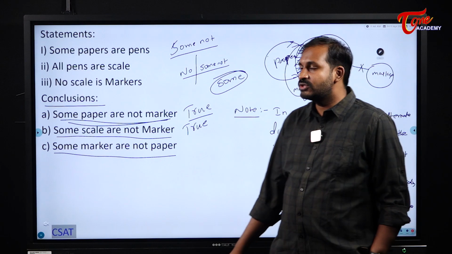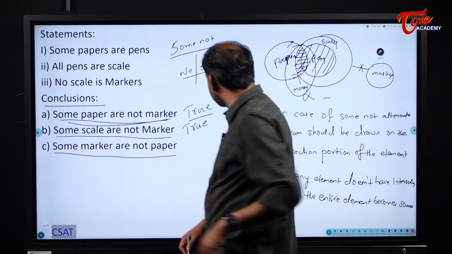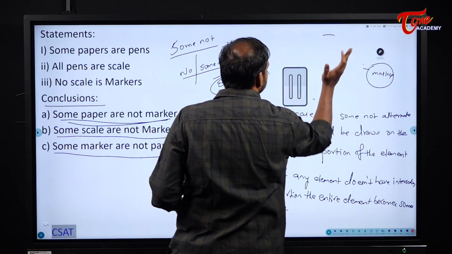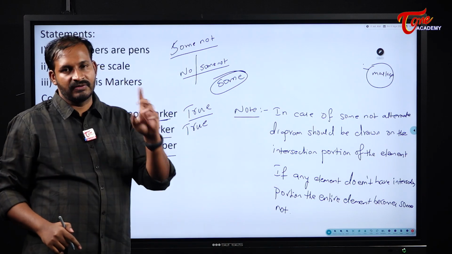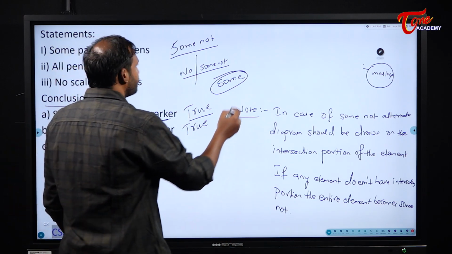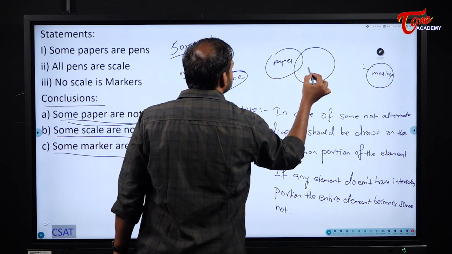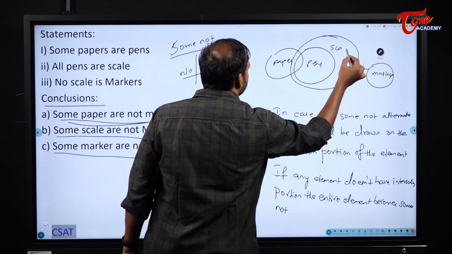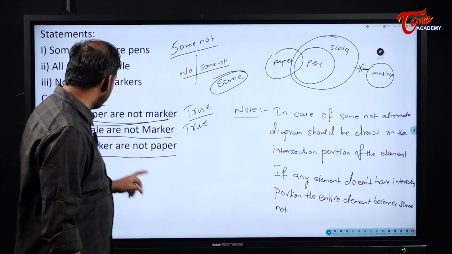Next one. Some marker are not paper. Now this became a little bit clumsy, students. I will draw it once again, because I already told you the alternate diagram is only for one conclusion. Now, some paper are pens. Quickly I will do it. Pens. Next, all pens are scales and no scale is marker. This is the basic diagram I have. Now come to the last conclusion.